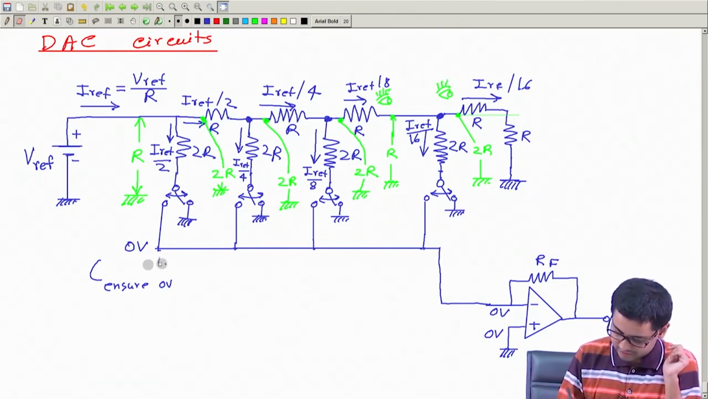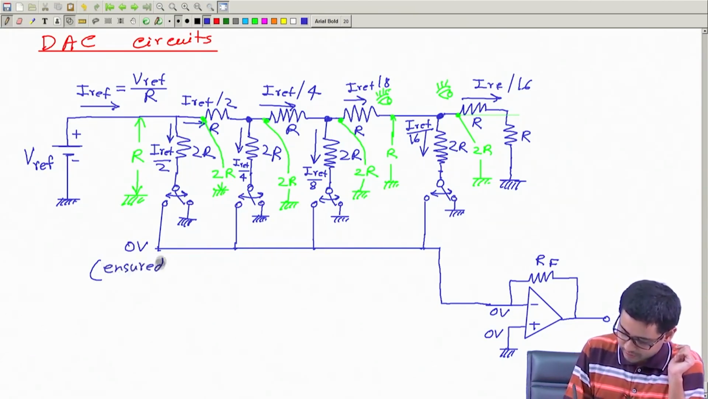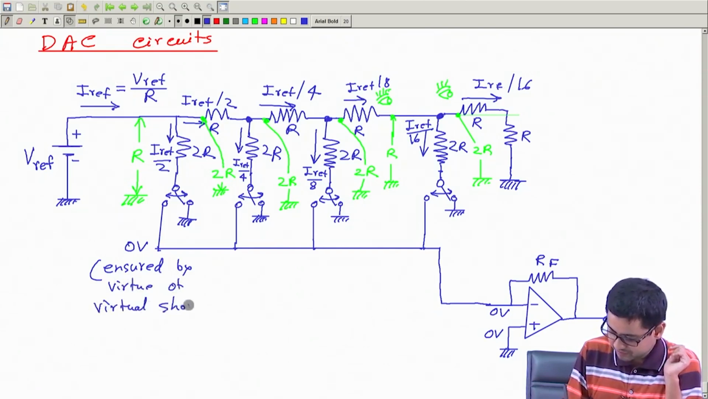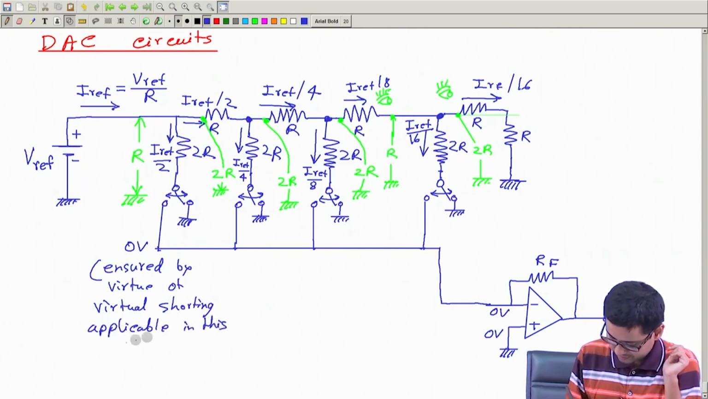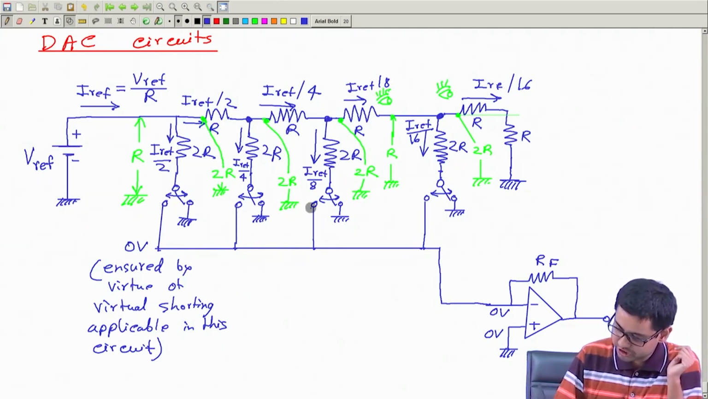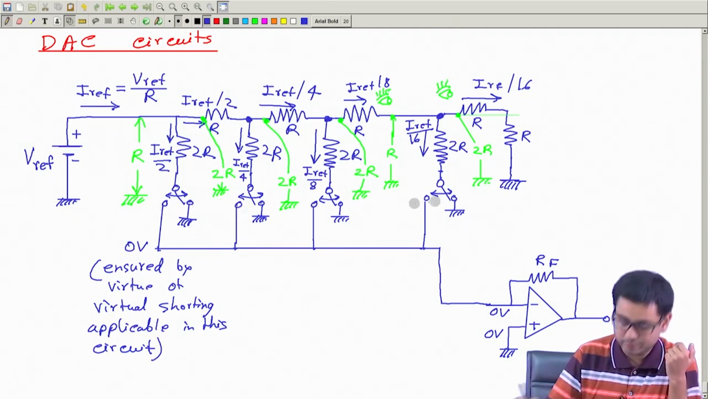So this is ensured by virtue of the virtual short applicable in this circuit. Okay. So that means this will definitely be 0 volt, this is 0 volt, this is 0, this is 0, these are also 0.